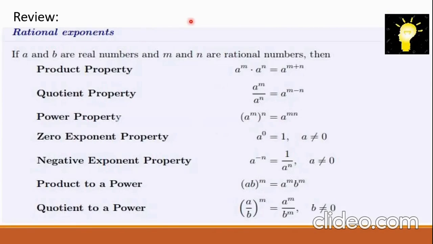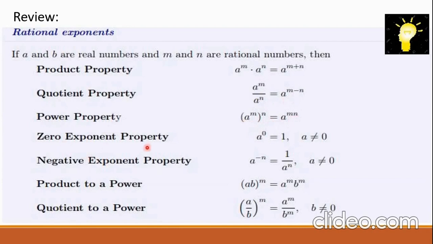Here is the review of the laws of exponents. We have this product property. We know that when we multiply exponent with the same base, we simply add exponents. We have quotient property. When we divide exponent with the same base, we subtract the exponents. We have this power property. When we have a raised to m, and outside there is another power n, this is equal to a raised to the product of the exponents mn.